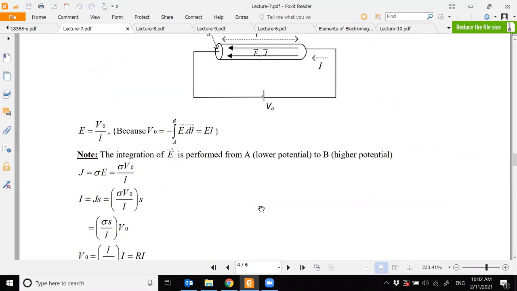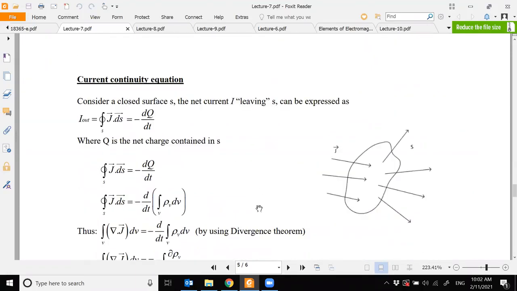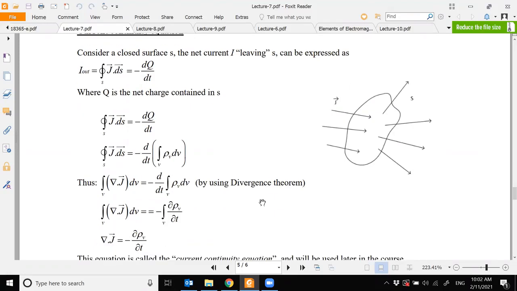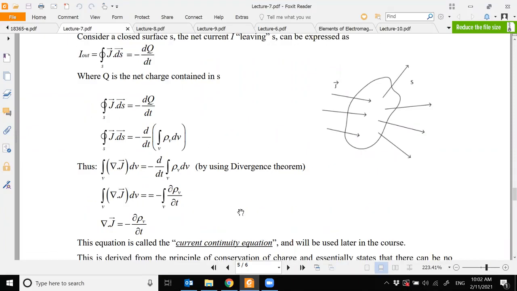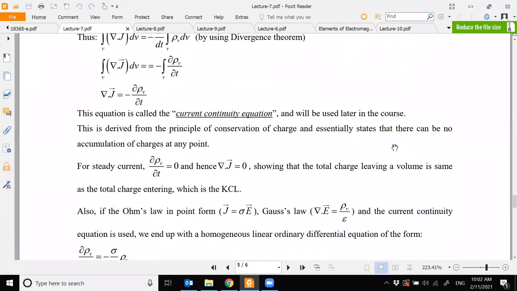And then we took Ohm's law, and then we looked at the current continuity equation, which basically states that any current density which is leaving a closed surface must be equal to the depletion of the charges with respect to time inside the closed surface. In differential form, it is del dot J bar is minus dou rho V over dou t. It is again saying that there is no accumulation of charges, because if you don't have any charges inside, then whatever is entering this closed surface must leave. So that is the current continuity equation.